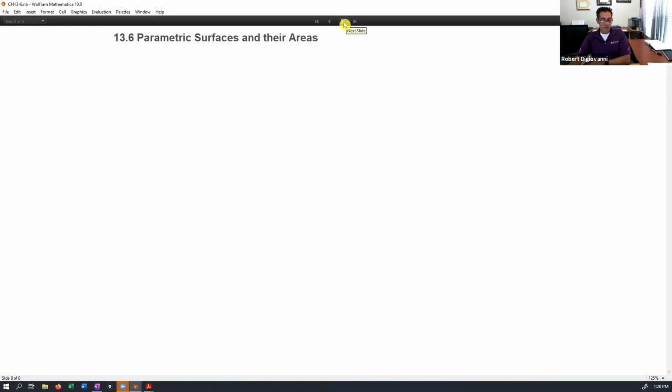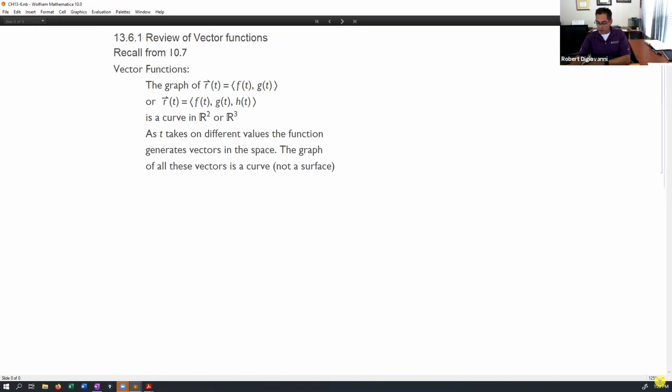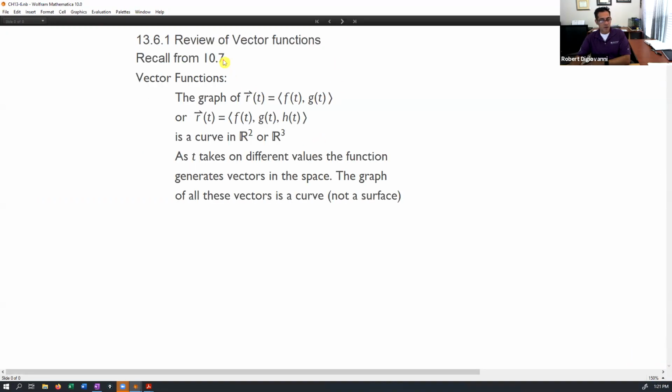So parametric surfaces and their areas. Remember from earlier this semester, chapter 10, section 7, we talked about vector functions. And we said that when you take a vector function like r of t, that it could either have 2 components or 3 components. So it's either going to be a 2-dimensional or 3-dimensional curve in the space. So a vector function takes some value of t in, right, like time in the background, and it starts to draw you a curve either in 2-dimensional space or 3-dimensional space. But it is a curve, right? It's not a surface and it's not a solid. It is a curve.